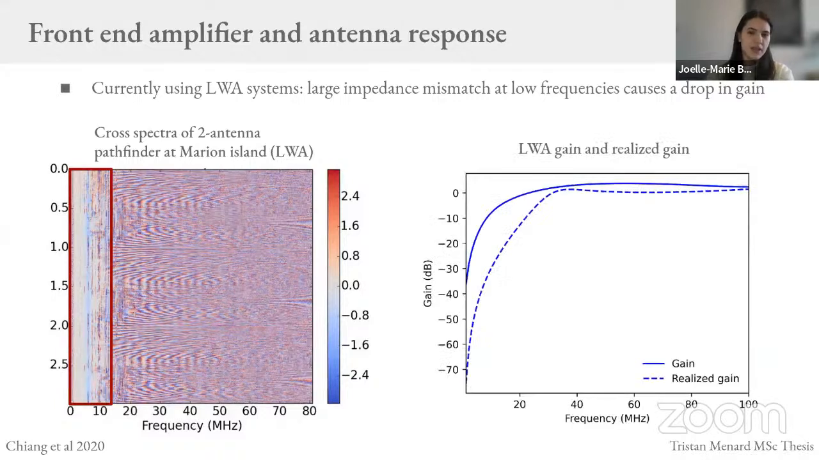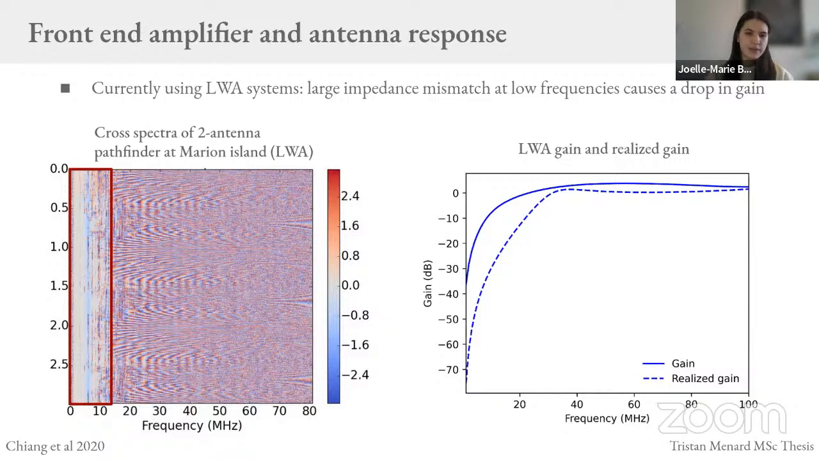And the reasoning behind this is that we have been using the LWA antenna and front end for the first engineering runs of the experiment, and they have really been invaluable in testing all of the logistical aspects of the system because they're extremely well documented, readily available off the shelf, and easy to set up. However, they are not optimized for the lowest frequencies that Albatross is targeting.